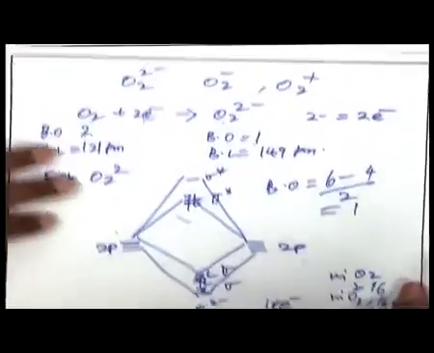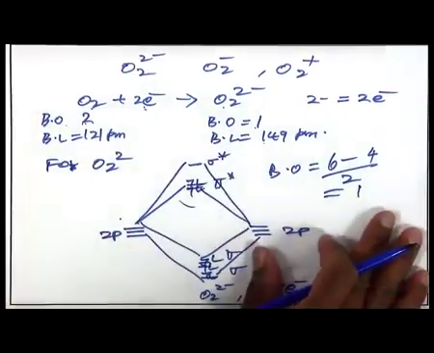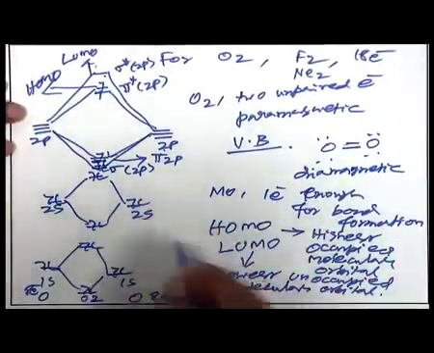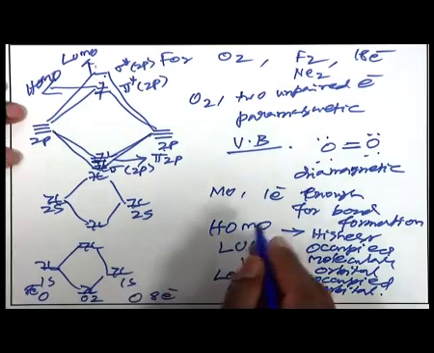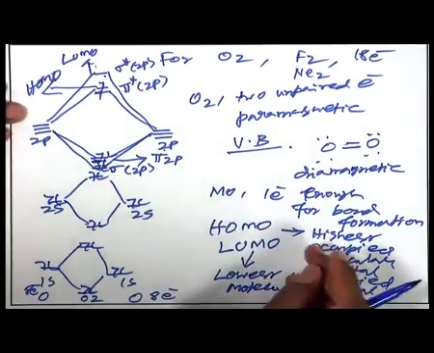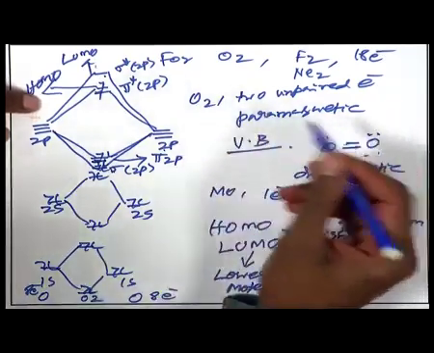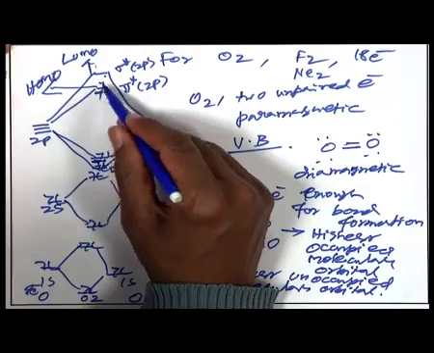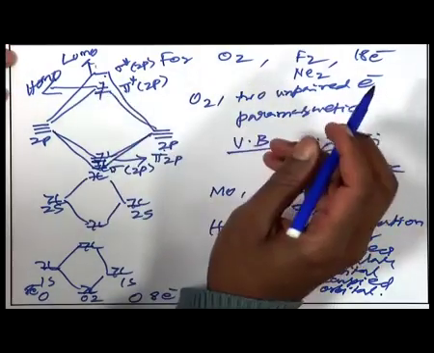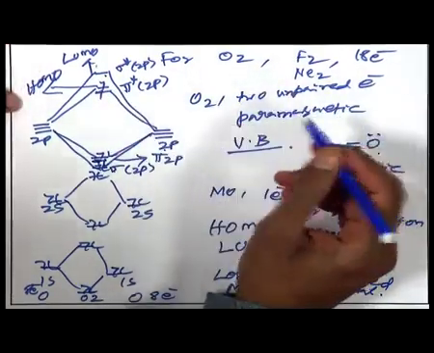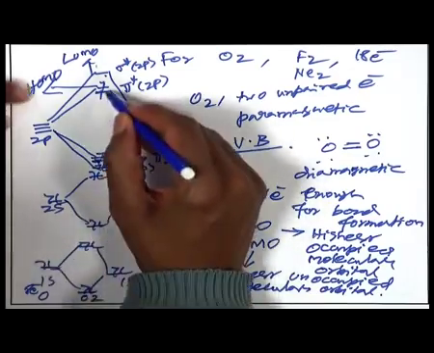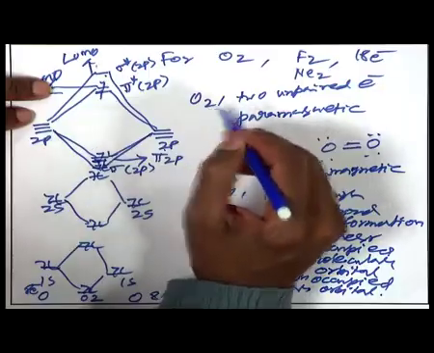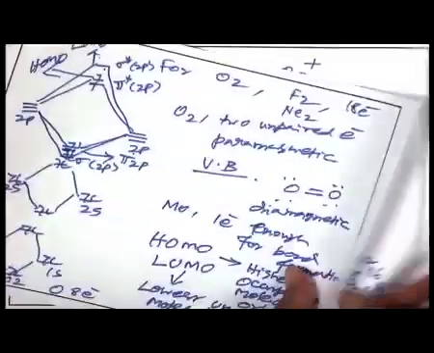Which electron will go away? The electron present in the highest energy level. So, if you want to make an O2 plus molecule, that means one electron is less compared to O2. Which electron will go away? Any one of these electrons, because they are degenerate, one of the electrons will go away. Now, you can calculate the bond order: 6 minus 1, that is 5 by 2, so the bond order becomes 2.5.